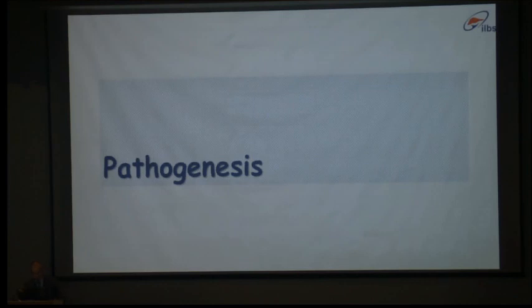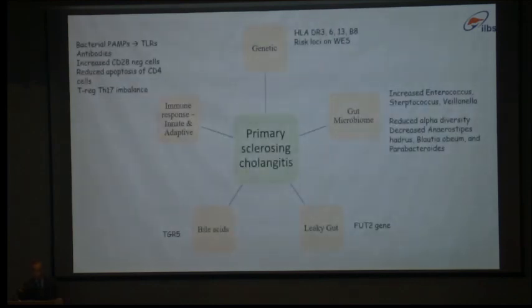Coming briefly to pathogenesis. Primary sclerosing cholangitis is a multifactorial disease. There is some role of genetics like HLA-DR3, HLA-DR6, 13 and B8, and also certain risk loci which have been defined on whole exome sequencing. Then there is a role of gut microbiota: there is decreased alpha diversity, and also increase in certain bacterial species like Streptococcus, Veillonella, and decrease in certain species like Blautia and Parabacteroides. And also there is the leaky gut hypothesis, and a role of bile acids and immune response, both innate as well as adaptive.